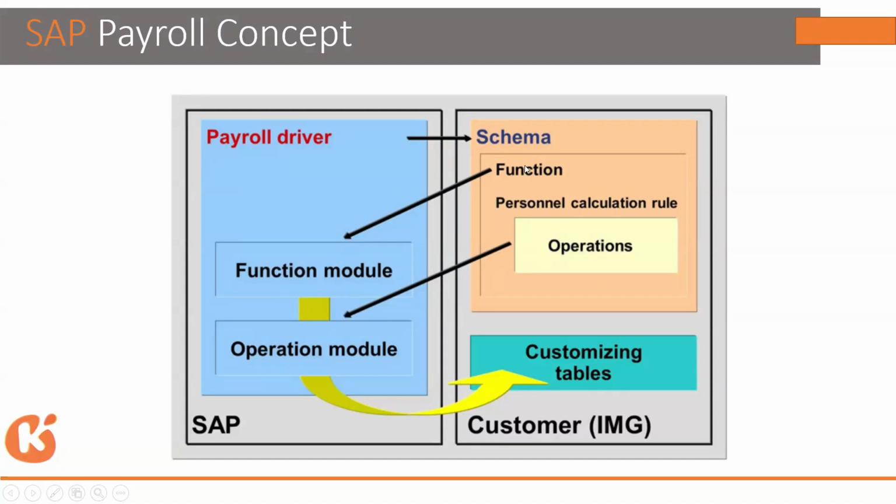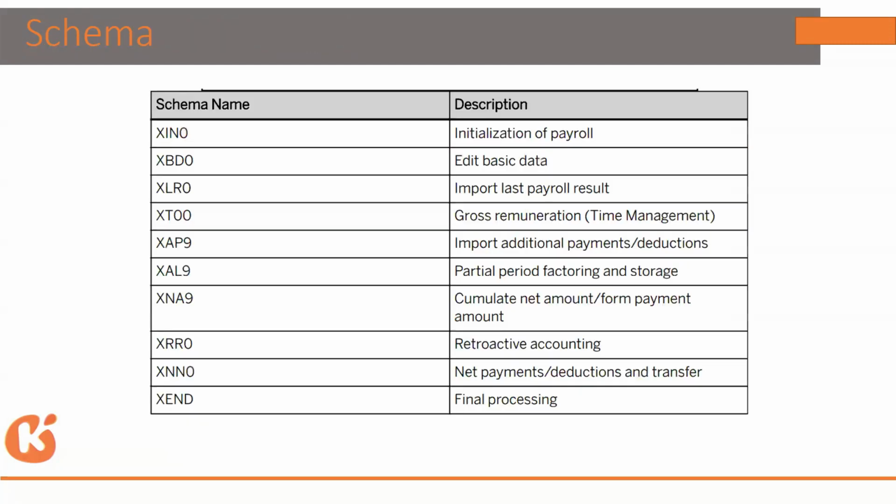So as I said, in payroll you'll find the main schema, then the sub schema, and in the sub schema you will find your PCR, and the PCR contains your operations. An operation is nothing but a calculation formula designed for how it should calculate, as per your client requirement.